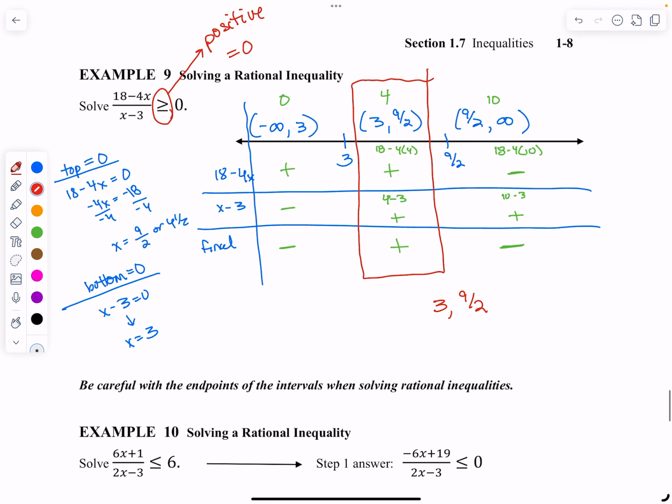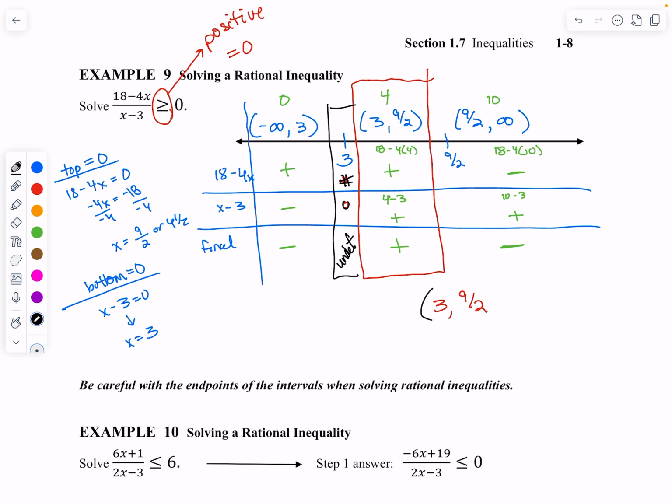I've got to check the endpoints, looking for something that is 0. I'm going to plug in my 3. When I plug in 3 on the top, I don't really know what number that is, but it is a number, so I'll just say it's some number. When I put the 3 on the bottom, it's divided by 0. Some number divided by 0 is undefined. So that means my 3 is going to get a parenthesis.